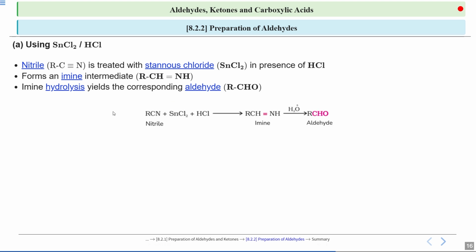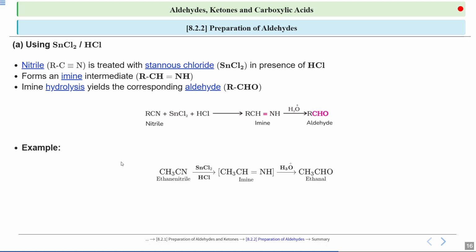So if you look at this particular reaction, starting we have a nitrile, that is, there is a triple bond between carbon and nitrogen. When you treat it with SnCl2 in presence of HCl, you get an intermediate called an imine, where there is a double bond between carbon and nitrogen. And when you further hydrolyze this imine, you get the corresponding aldehyde. So this is the final product. From nitrile, you are reducing this nitrile to aldehyde using SnCl2 and HCl.